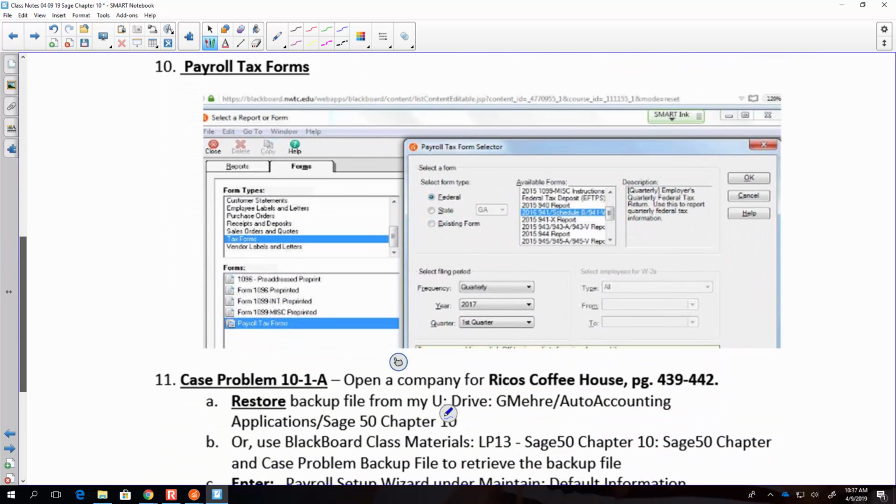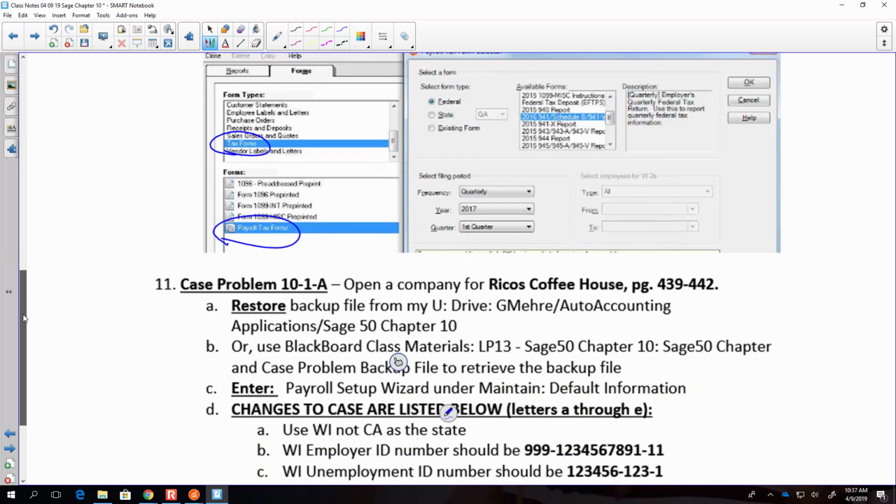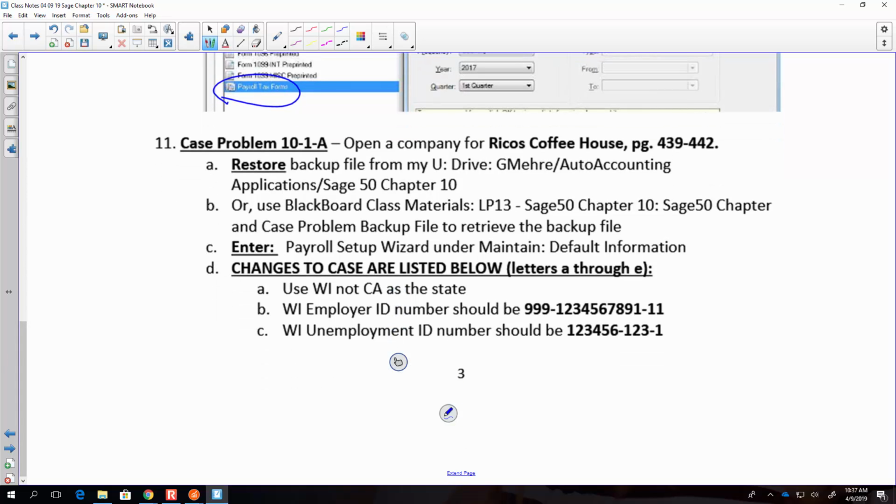And then I talk about the forms again, both federal and state. They're under the payroll tax forms section to locate those reports. So, for case chapter 10 then, what do we need to change? Let's go to page 439. Page 439.